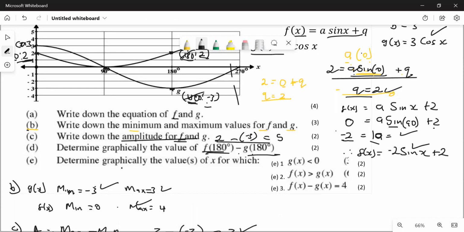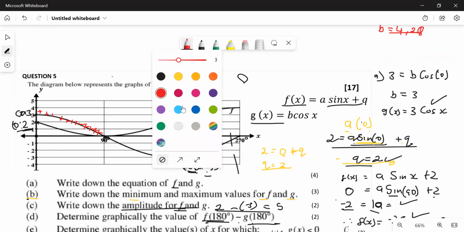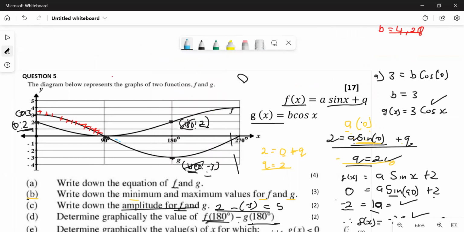Determine graphically the values of x for which f of x is less than 0. Less than 0, they mean which is below the x-axis. Okay? So what you want to do here is go to your graphs. On your graphs, you will use different colors for above the x-axis and below the x-axis. So let's start with G. Here, you'll say G is positive, positive, positive, up until it gets here. So I'm going to start to use another color here. After that, G starts to be what? Negative, negative, negative.